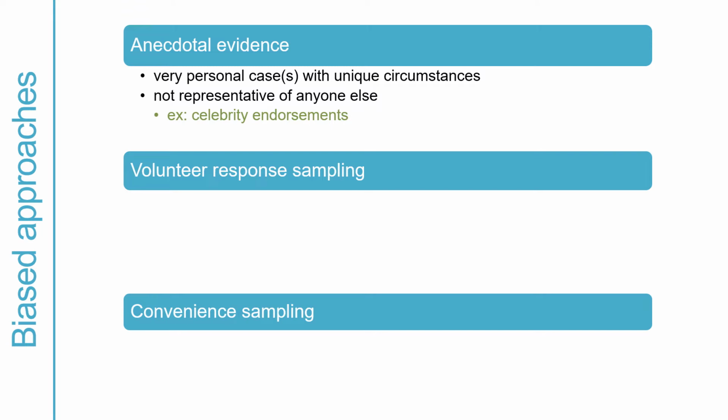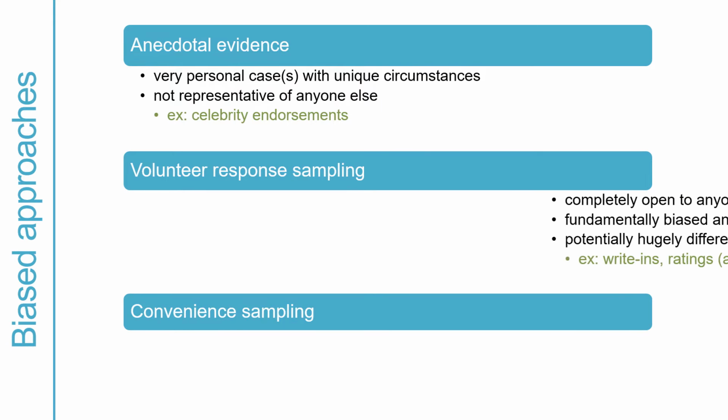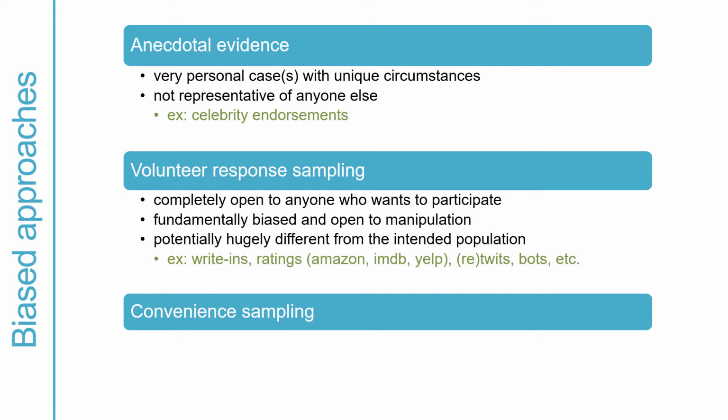Another form of biased data collection approach is the volunteer response sample, also called voluntary response sample. It is a form of data collection that is entirely open to anyone who is willing to participate without any form of restriction. And what that means is that individuals who are more motivated to participate will want to participate, and therefore the sample will not be fully representative of the target population.